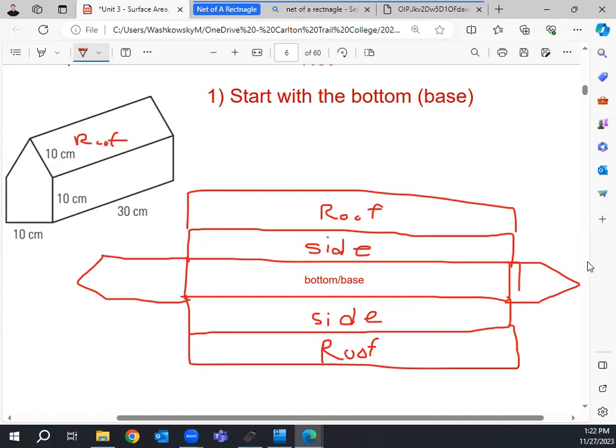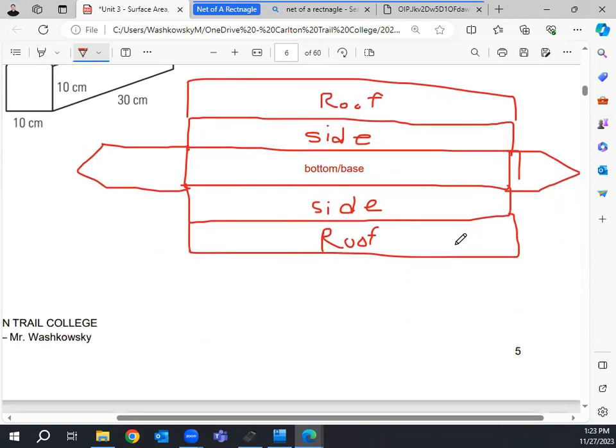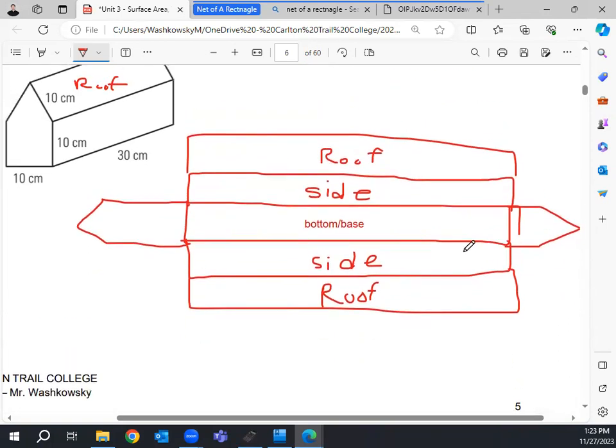And how do I know if I got it right? 1, 2, 3, 4, 5, 6, 7. I've gotten it right. Everyone always says 5, so don't feel bad about that. But this is my net. I've drawn a net of it. If I were to cut this out and fold it up and glue it together, you'd get that shape there. So it's the 2D version of the 3D shape.